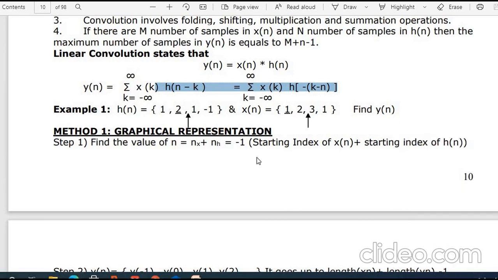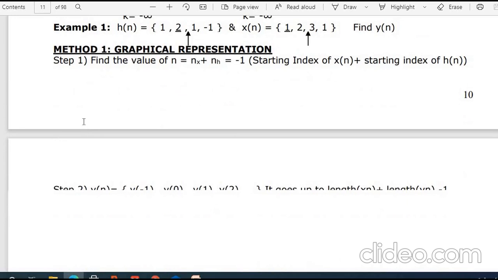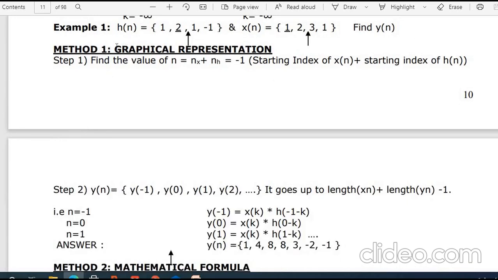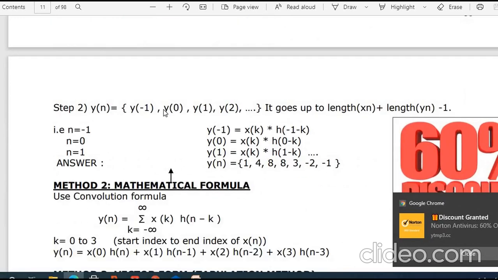For this part, we are using method 1. What is method 1 for doing this convolution? I am using the graphical method. You have already seen this when you studied convolution problems in signals and systems. It is similar to that, and here also we are going to use that method.